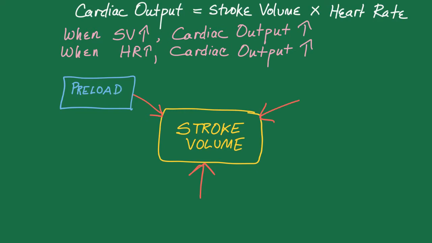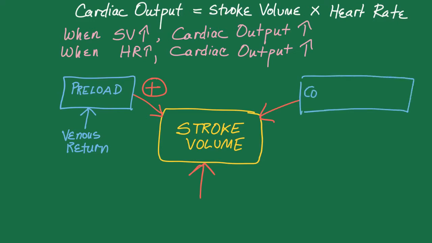When you exercise, more blood returns via the superior and inferior vena cava into the right atrium and therefore into the right ventricle. Same thing on the left side. More blood comes back to the ventricles. So when preload increases, stroke volume increases as well. And when preload decreases, stroke volume decreases as well.